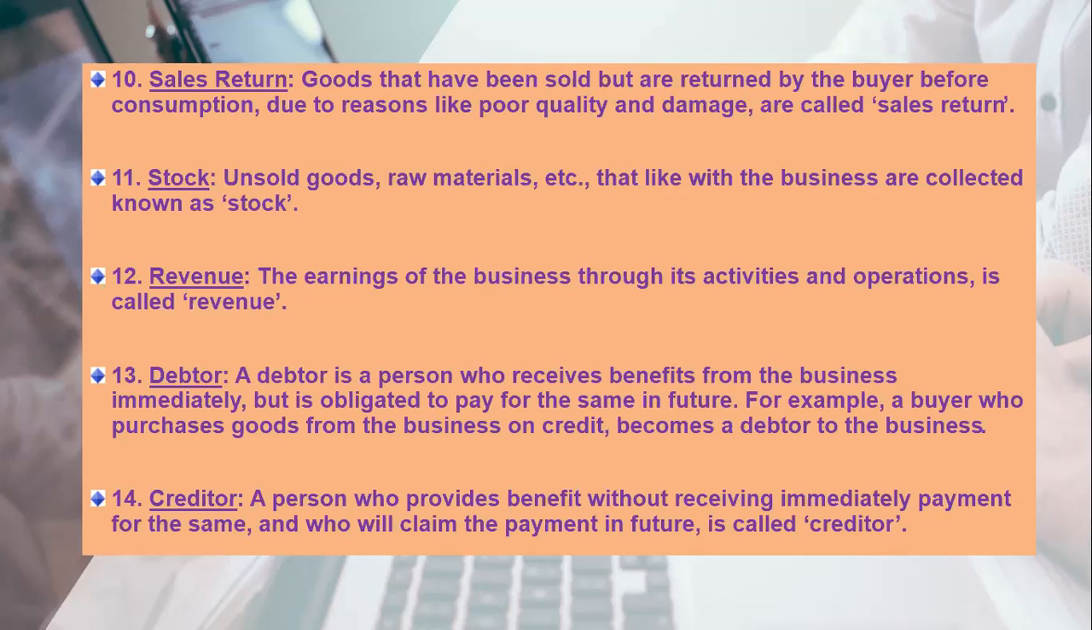Creditor. A creditor is a person who provides benefit without receiving immediate payment for the same and who will claim the payment in the future. So a creditor can be called a supplier. Without expecting the immediate payment, he is providing the benefits to the customers. So he is called a creditor.